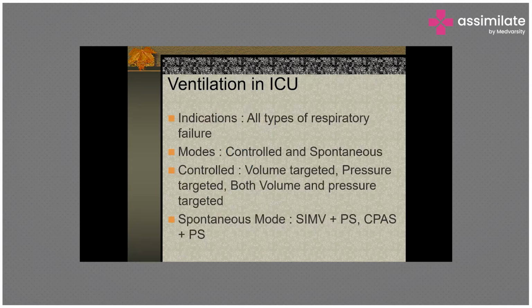As far as the ventilation in ICU is concerned, I would like to touch a little upon the ventilation strategy. How do we put the patient on ventilator? As I've already discussed, the majority of the types of respiratory failure will need ventilator support. This is one of the grade 1A indications: any patient who is in respiratory failure should receive ventilator support. There are two types of ventilator supports. It can be controlled or spontaneous modes of ventilation. Controlled mode of ventilation can be volume targeted or pressure targeted, or both volume and pressure targeted.